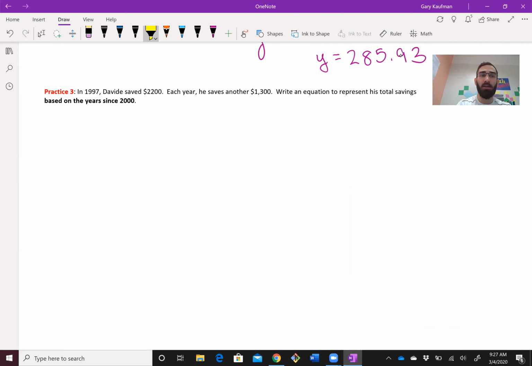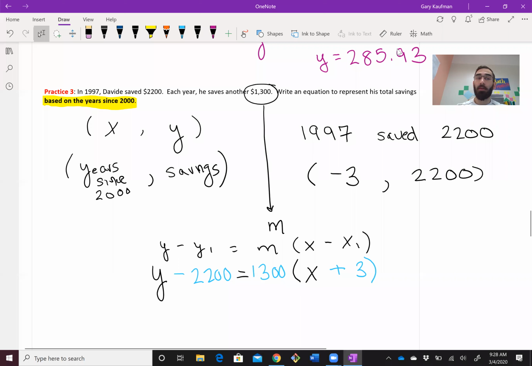I'm just going to, again, highlight this. Think about that exploration we did in number 2. Look at your notes, 6 to 7 minutes, see how you do. So from this practice, you'll see that the ordered pair, 1997, we saved 2,200. Well, since we're doing years since 2000, 1997 is a -3. So it's -3 comma 2,200. We're given the slope, 1,300.